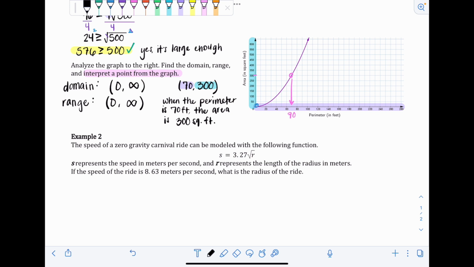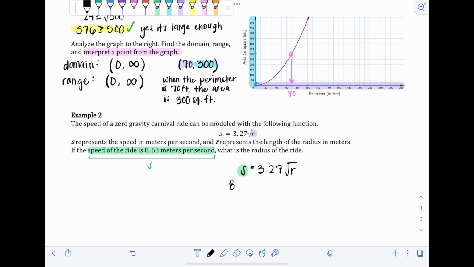So in this problem, we're given the speed and we want to find the radius. So we've got to take that speed, put it into the equation where s is, and solve for r. So I'm just going to rewrite it really quick. s is equal to 3.27 times the square root of r. That s is going to get replaced with what we were given for speed in the problem, so 8.63. So 8.63 is getting swapped in for s, and is equal to 3.27 times the square root of r, and then we want to solve for r, so we want to eventually get that by itself.